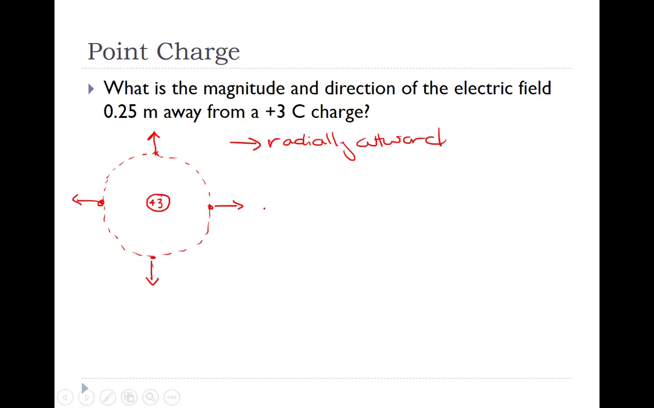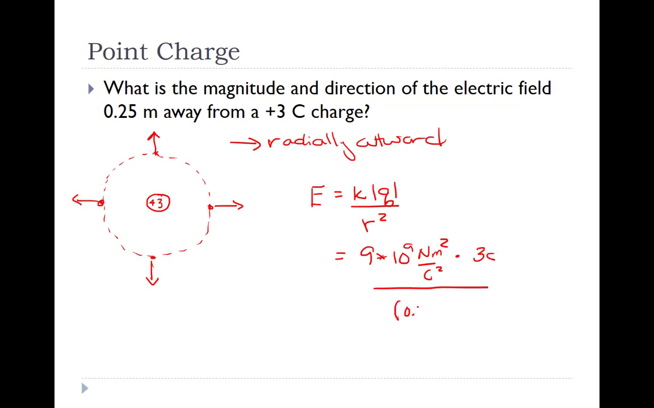Now we need to figure out how big it is anywhere on that circle. And we do that calculation using K times Q divided by r squared. So that's 9 times 10 to the 9th Newton meters squared per Coulomb squared. Our source charge in this case is 3 coulombs, and our distance is 0.25 meters, so we have to square that. And that works out to be 4.32 times 10 to the 11th, and the units here are newtons per coulomb.